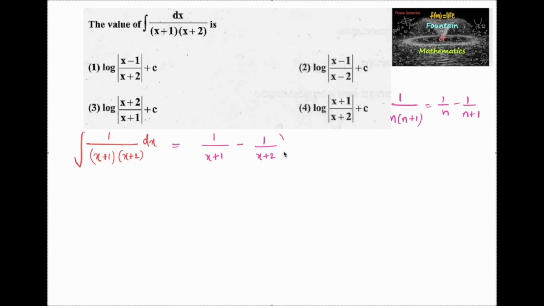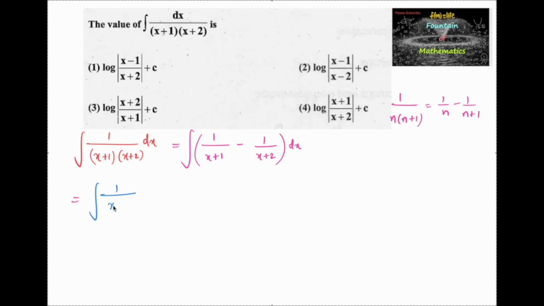So we need to find the integral 1 upon (x plus 1) into (x plus 2). So x plus 1 and x plus 2 are consecutive, and we know that 1 upon n into (n plus 1) we can write as 1 by n minus 1 by (n plus 1). So we can apply the same logic here. So we can write 1 upon (x plus 1) minus 1 upon (x plus 2) integral. So we can separate it.